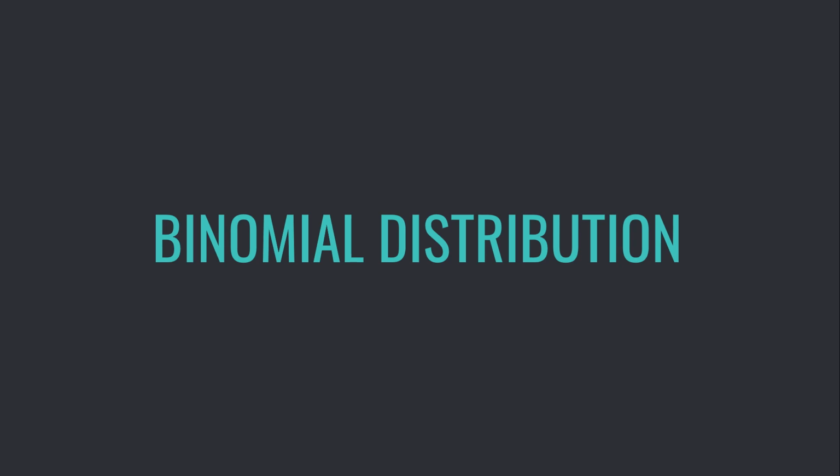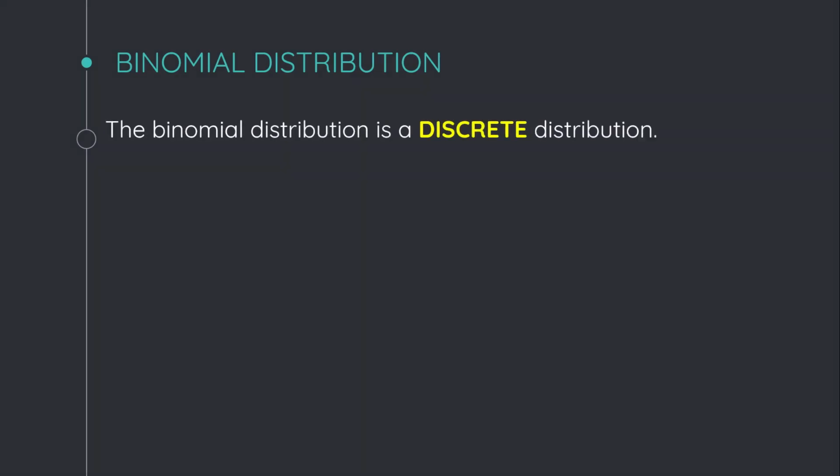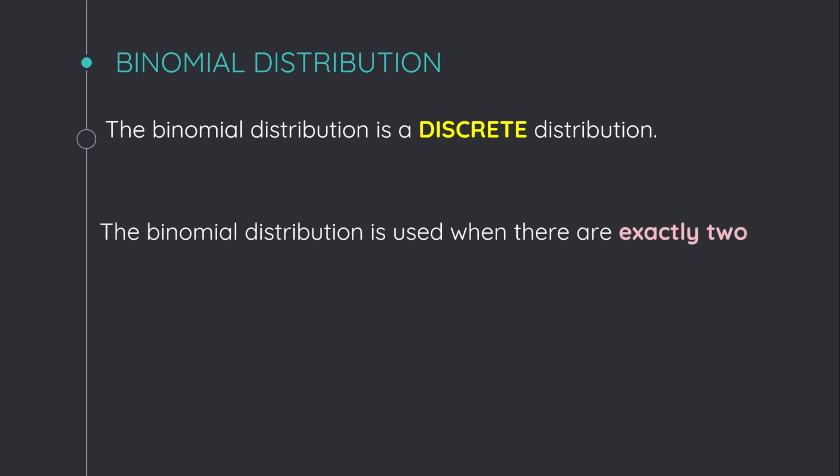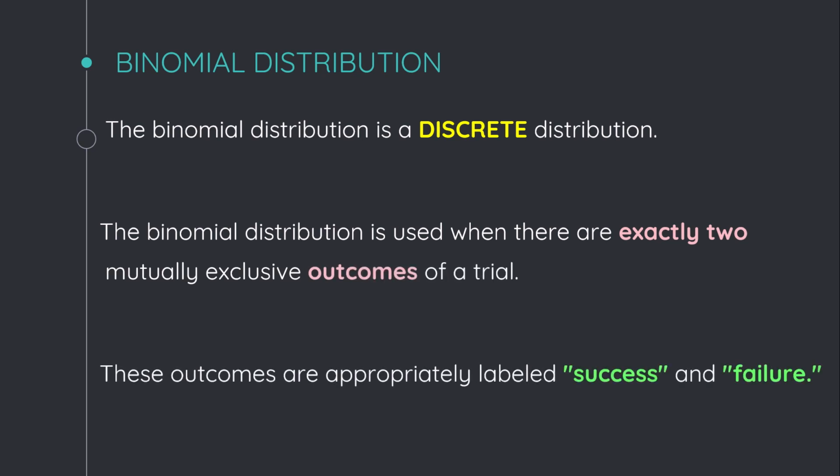Binomial distribution. In this video, I am going to explain some properties of the binomial probability distribution. The binomial distribution is a discrete distribution. It has only two outcomes. These outcomes are labeled as success and failure.